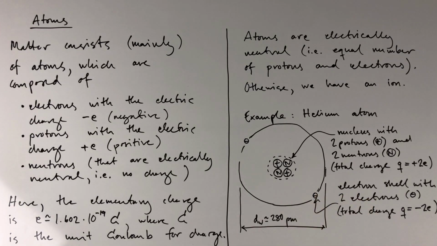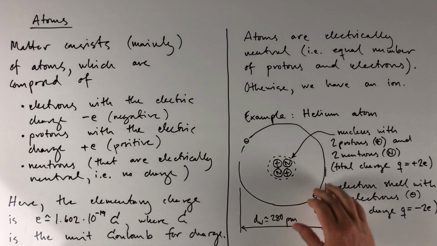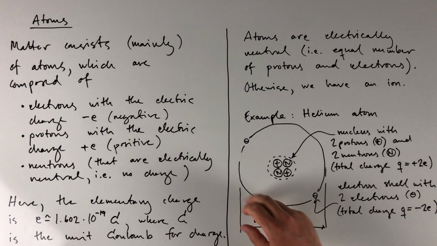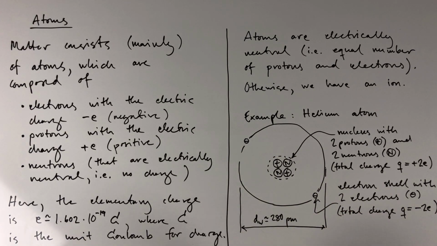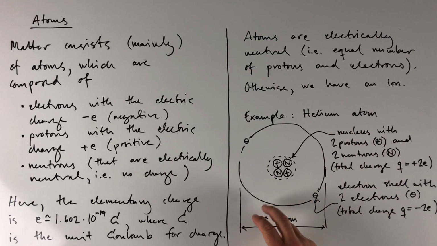Should we remove one electron from the shell, then we will have 2 protons and only 1 electron, and that will make this an ion, a positively charged ion. Would we add an extra electron to a helium atom, we would have 3 electrons but only 2 protons, and that would give us a negatively charged ion. It's possible to add and remove more than 2 electrons as well.